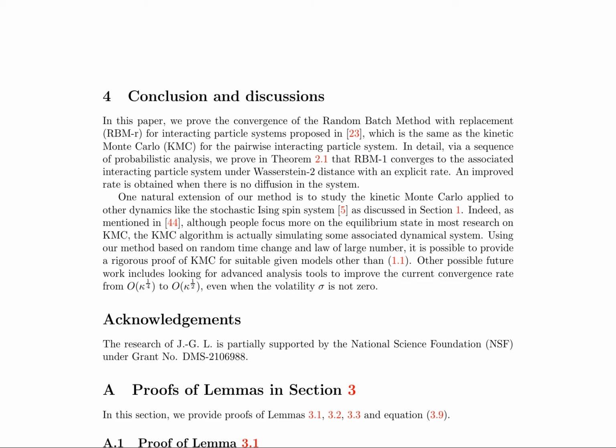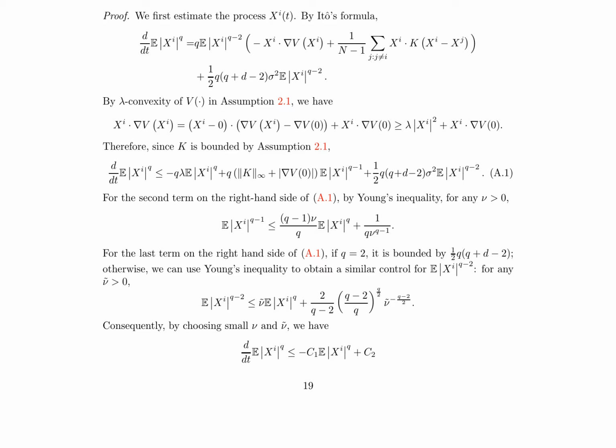The authors conclude their paper by summarizing the main results, discussing potential extensions, and providing proofs for lemmas in section 3. Specifically, they prove the convergence of the random batch method with replacement, RBM-r, for interacting particle systems, which is equivalent to the kinetic Monte Carlo, KMC, for pairwise interacting particle systems. The authors demonstrate that RBM-r converges to the associated interacting particle system under Wasserstein-2 distance with an explicit rate, which can be improved when there is no diffusion in the system.